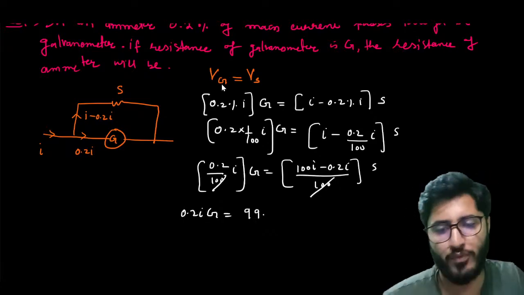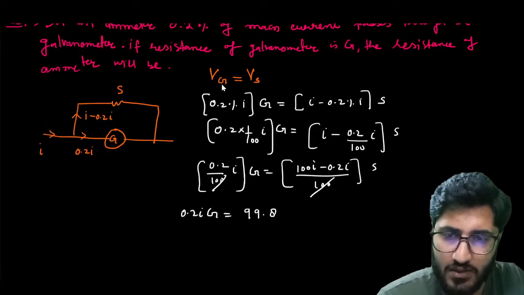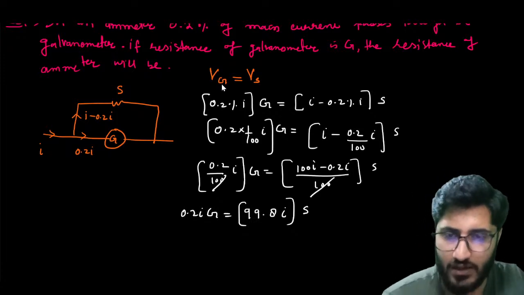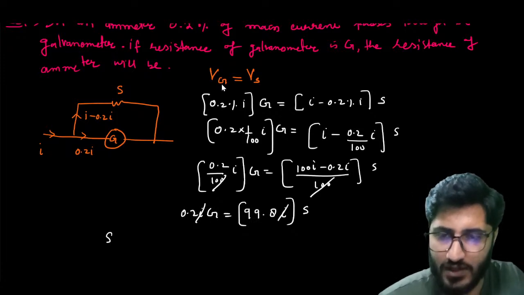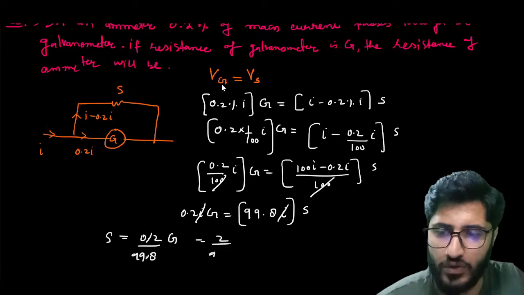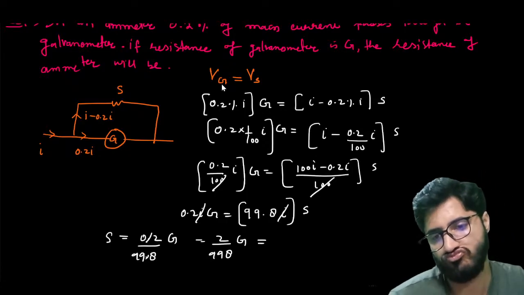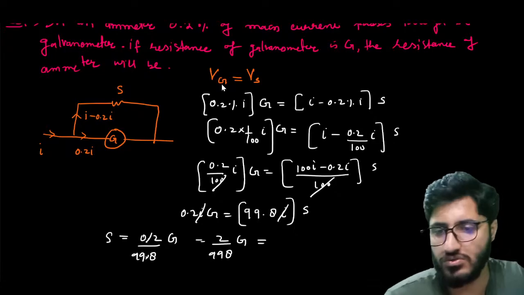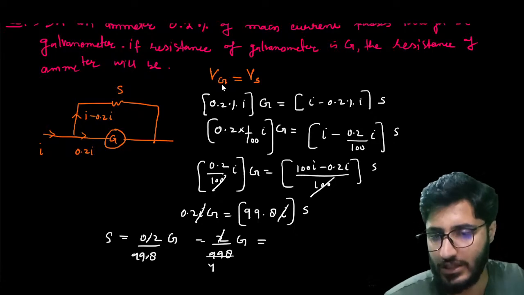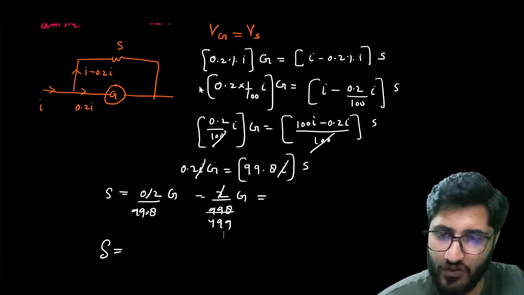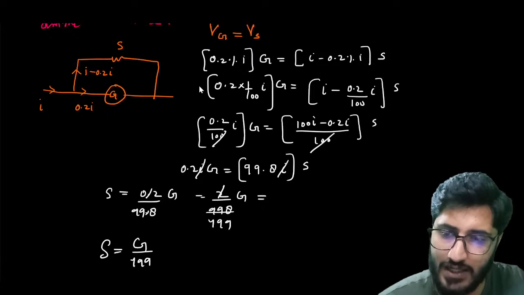It is 0.2 times I into S. So I will write now S, I cancel out. So S equals 0.2 divided by 99.8 times G. Cancel out the point. So we have 2 divided by 998 times G, which equals G divided by 499. So by this equation, you will write the shunt is equal to G divided by 499.